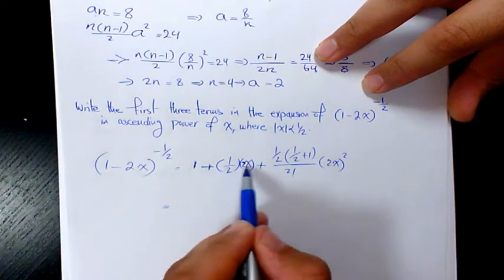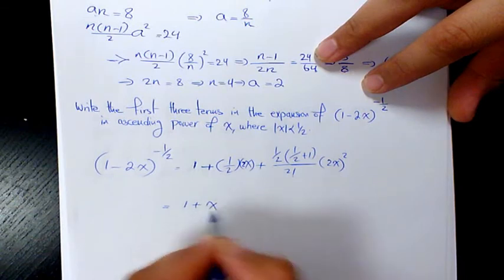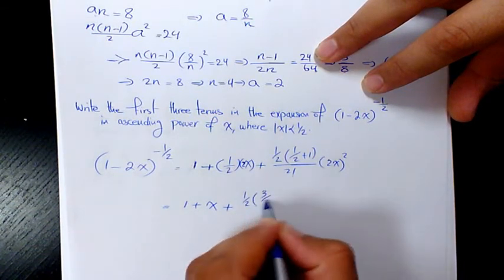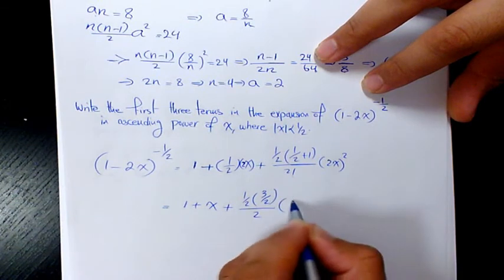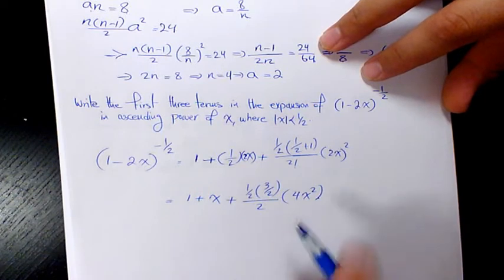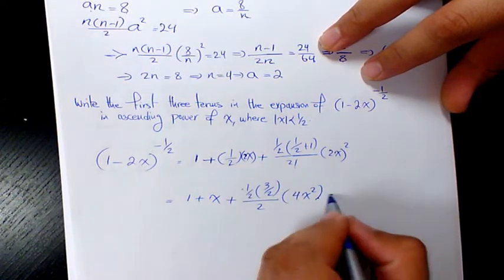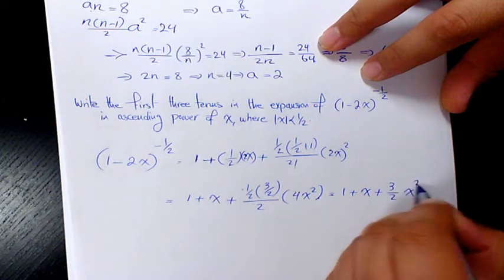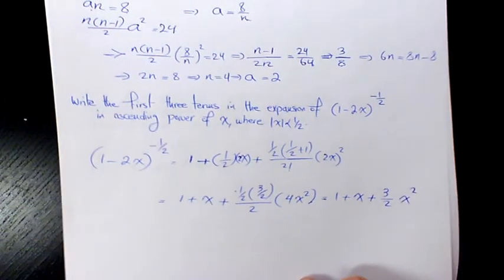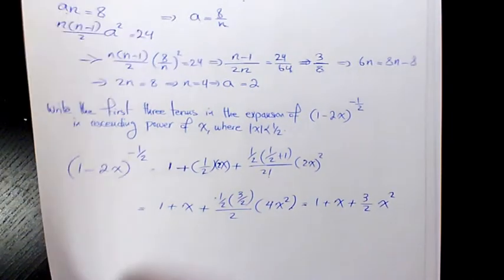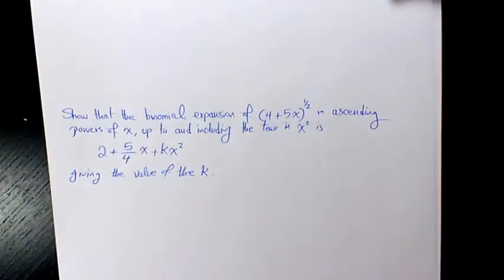So 1 over 2 times 2x is going to be x. And here, 1 over 2 times 3 over 2 over 2 times 4x squared. So that's going to be, these 4 and these cancel out. It's going to be 1 plus x plus 3 over 2 x squared. That's going to be the first three terms of this expansion. Let's look at the next example.